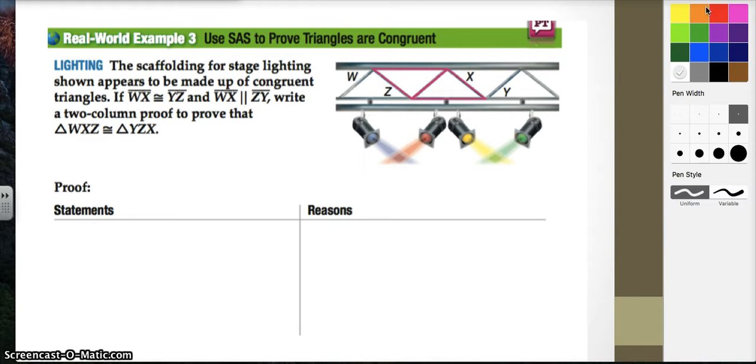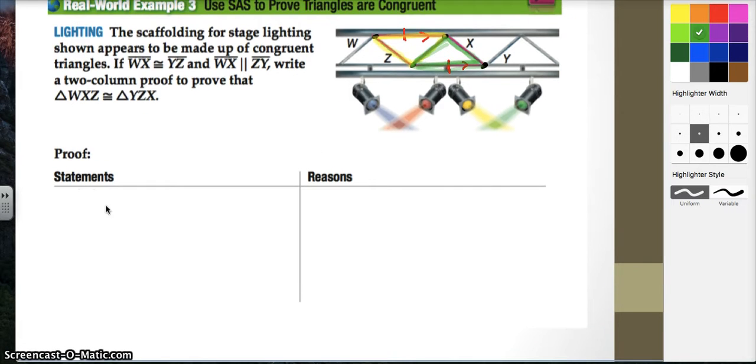So as I told you before, I love to mark this information as I get it. So WX is congruent to YZ, that's this segment here, and WX is parallel to ZY. So I'm going to put little arrows of parallelism, or that's not a word, arrows of parallelness, that's better. I'm going to put that there. Write a two-column proof to prove now that this information is true, that triangle WXZ is congruent to triangle YZX. All right? Because highlighting is awesome.